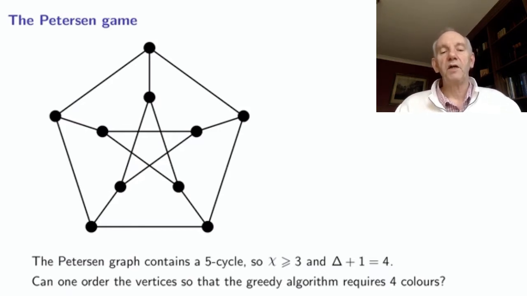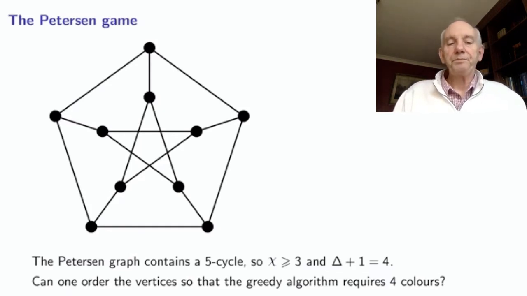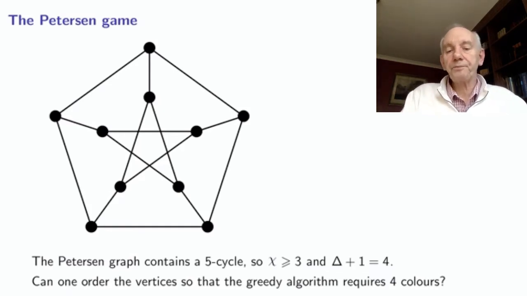You can take even more complicated graphs. All you have to do is order the vertices and you find out how many colours you need, and that may help you determine the chromatic number. But be careful, it doesn't determine the chromatic number. Absolutely.